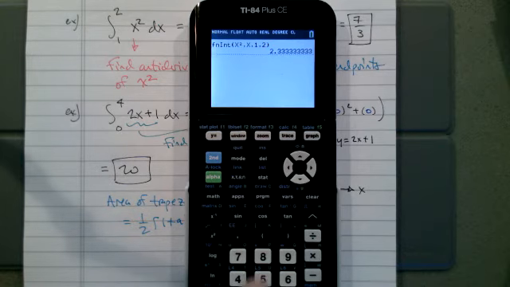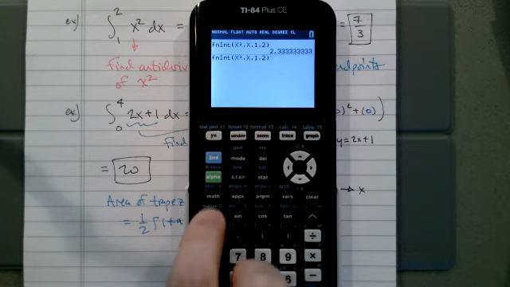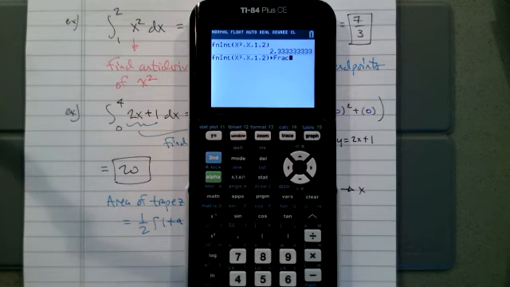If we wanted it as a fraction, then we could have pressed math and then selected fraction and say, hey, is that a rational number? And the calculator would be like, oh, yeah, it's 7/3.